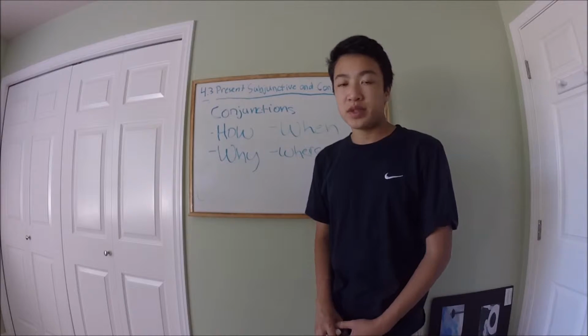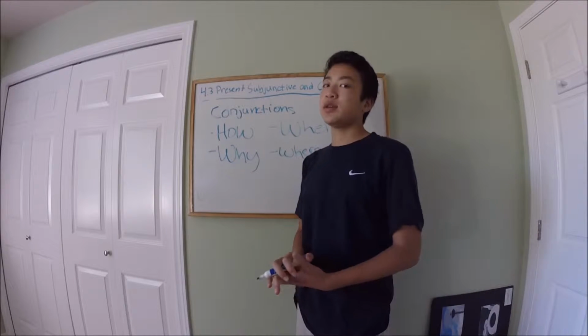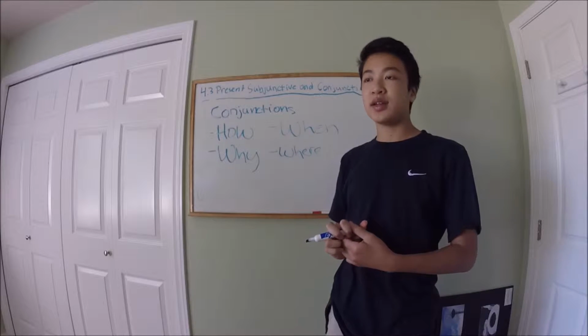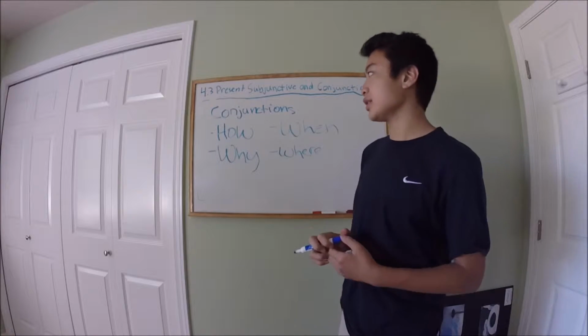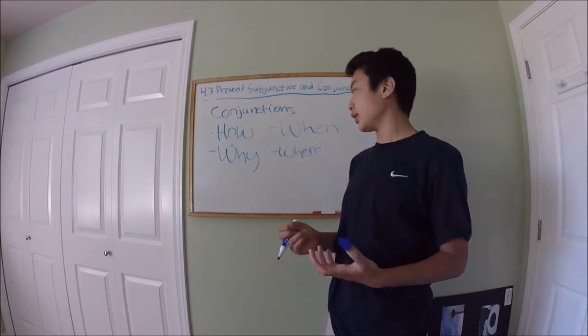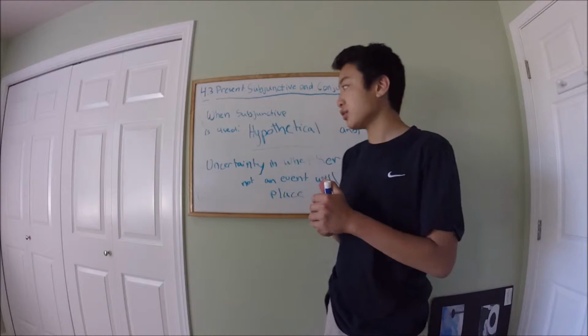When reviewing present subjunctive and conjunctions, you have to first know what conjunctions are. Those are words or phrases that connect different words or clauses of a sentence. They usually describe how, when, why, or where an action takes place. When to use the subjunctive.